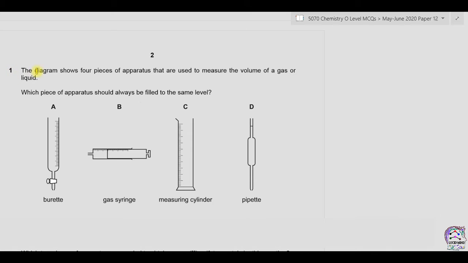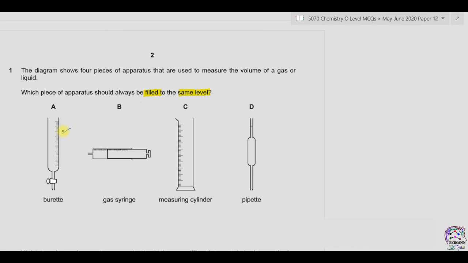Question number 1. The diagram shows 4 pieces of apparatus that are used to measure the volume of a gas or liquid. Which piece of apparatus should always be filled to the same level? So we have to find the one that is always to be filled to the same particular level. There are 4 options given. A is burette, B is gas syringe, C is measuring cylinder and D is pipette.